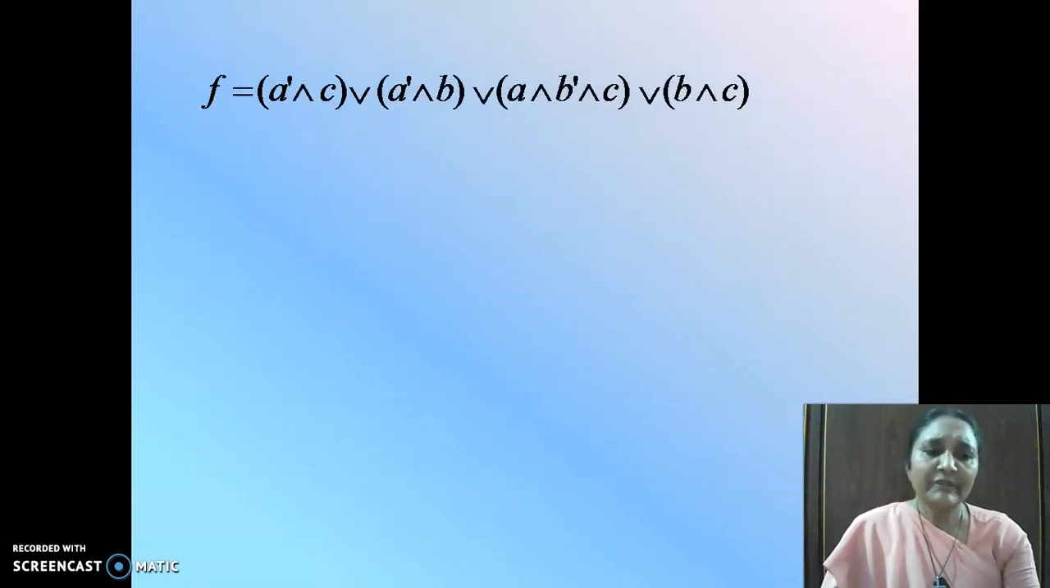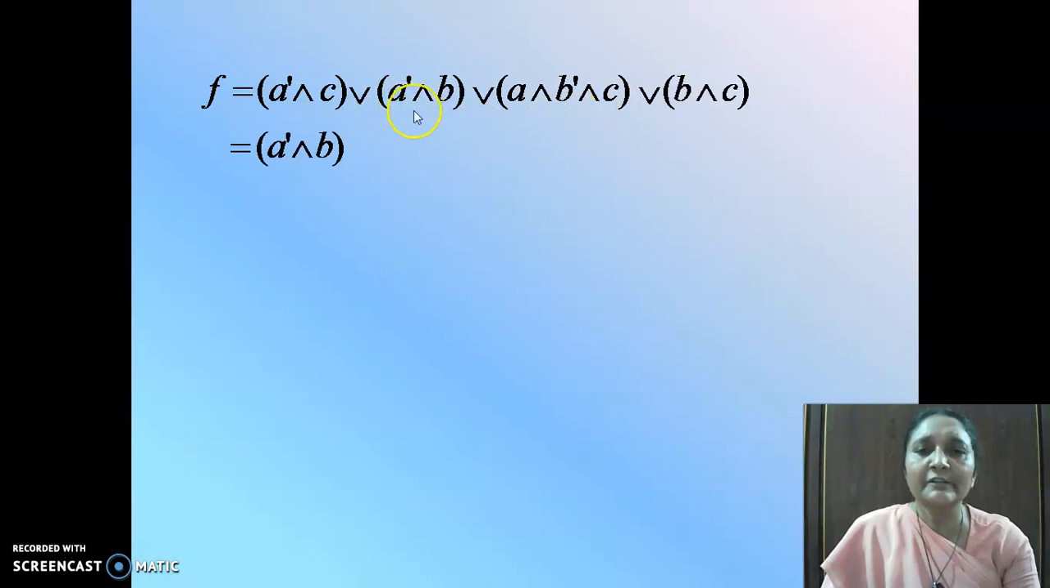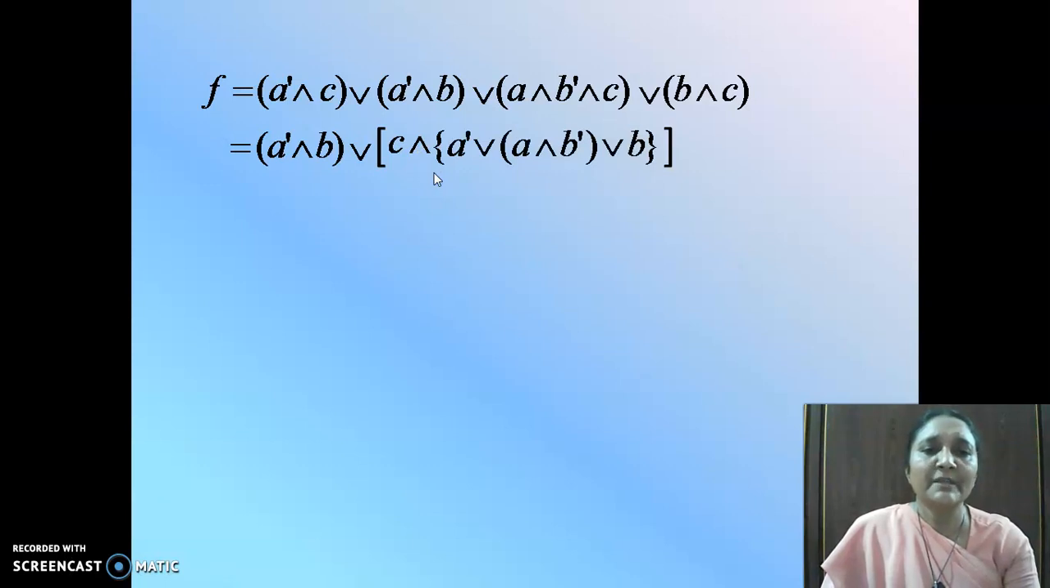Now, we have to simplify the function. If you look at the function, except the second term, all other terms have C as common. So, using the commutative property, I am bringing the second term to the first term, join of, take C common, C meet of, you have A dash, join of A meet B dash, join of B. Now here again I am going to simplify these two terms, which can be written as A join B meet B dash join B.